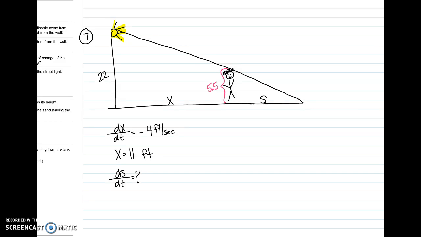Okay, so you can see that we have here a lovely giant right triangle. We also have an equally lovely small right triangle. The street light and the tip of the shadow make a right triangle, and the lady and the tip of the shadow make a right triangle. They're similar right triangles. Very interesting.